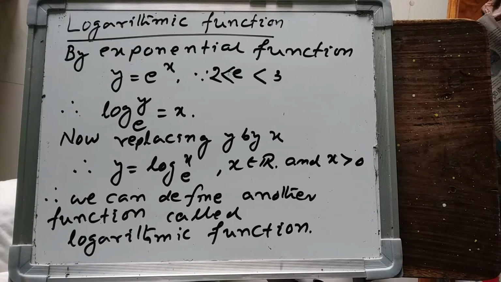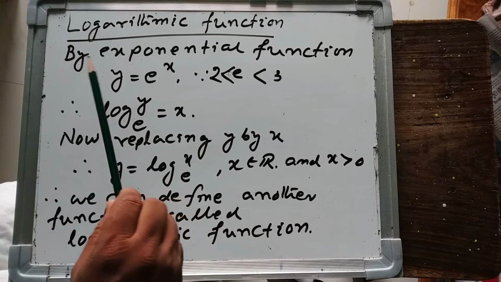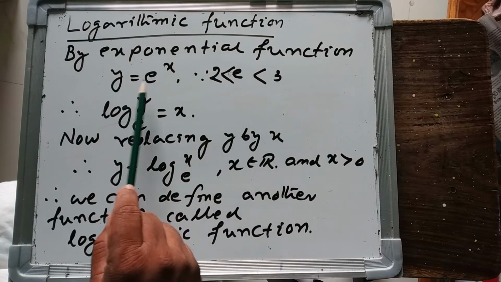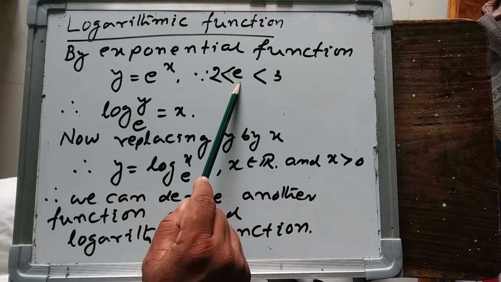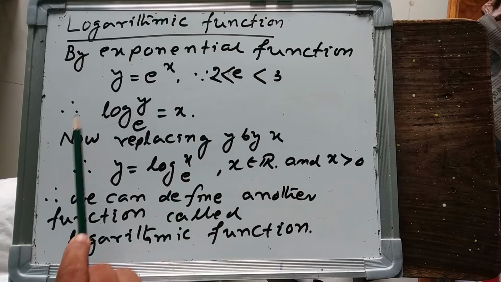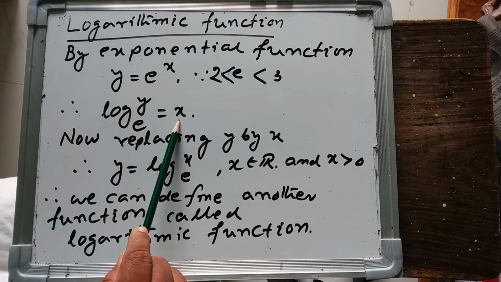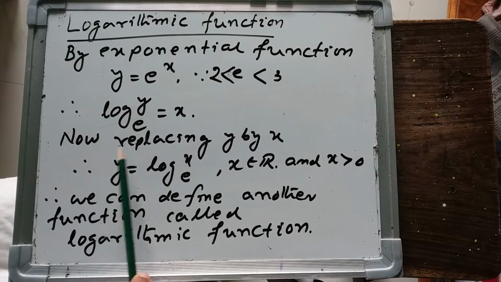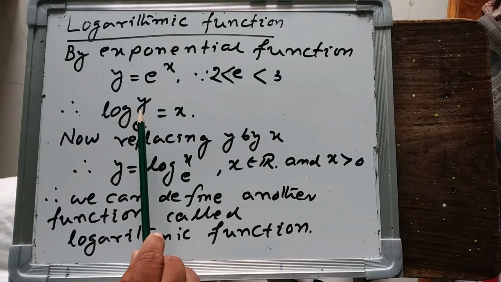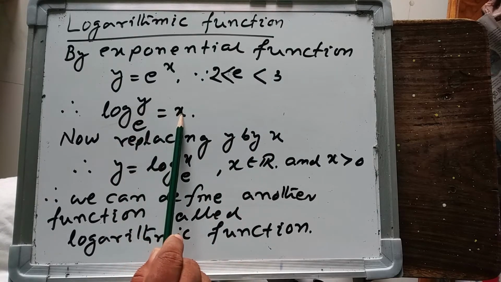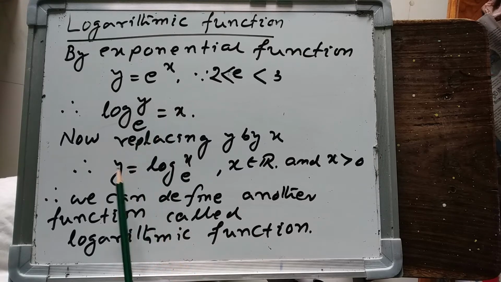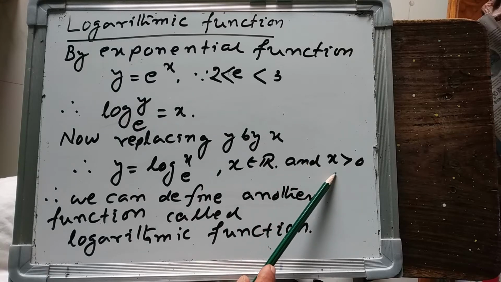Okay. Now come to the logarithmic function. From the exponential function y equal to e to the power x, where e is an irrational number between 2 and 3, therefore log y base e equals x. We took the logarithm. Now replacing y by x, we put y in place of x and x in place of y. So y equals log x base e, where x is a real number and x is positive. Therefore, we can define another function called the logarithmic function.